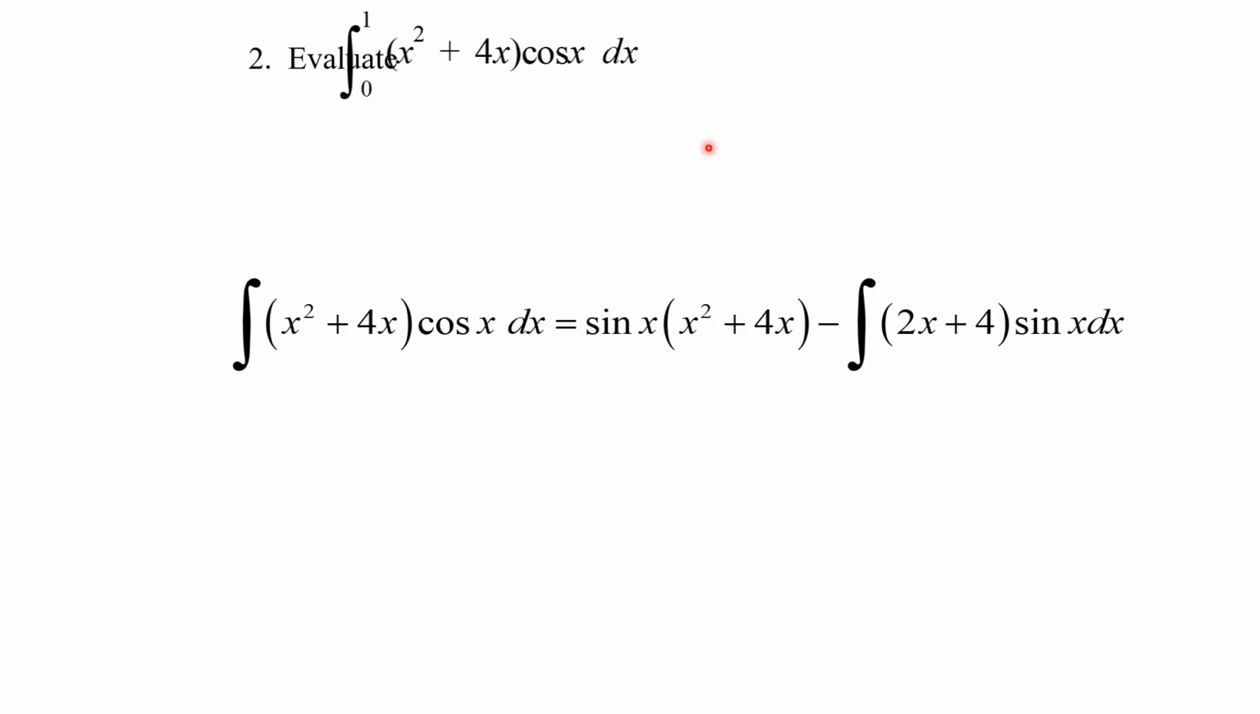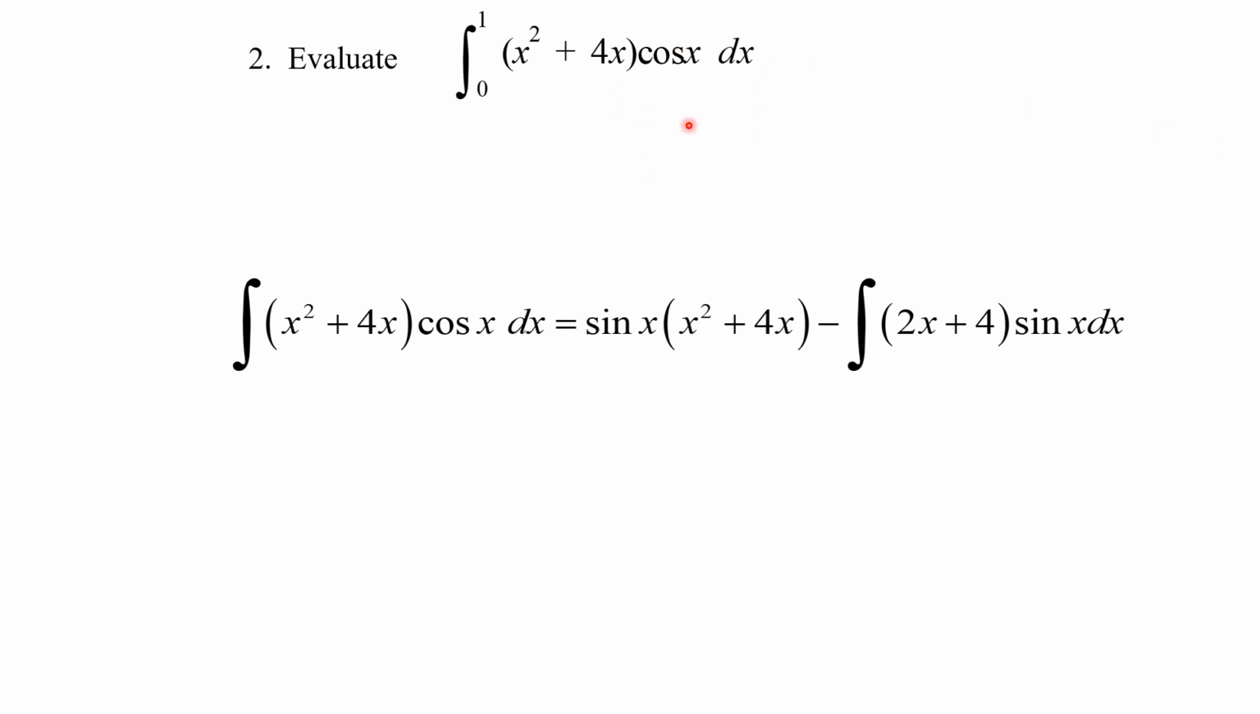Next, we will look at an example that requires you to evaluate between 0 and 1 the product of two functions, which is x squared plus 4x multiplied by cosine x. So for this particular function, you require integration by parts.